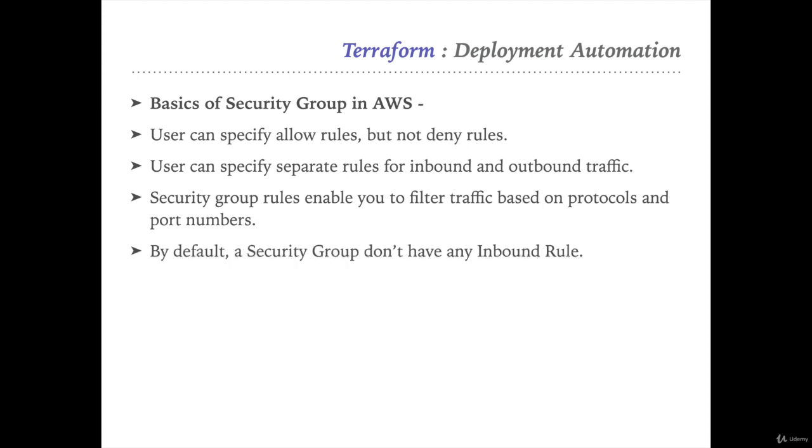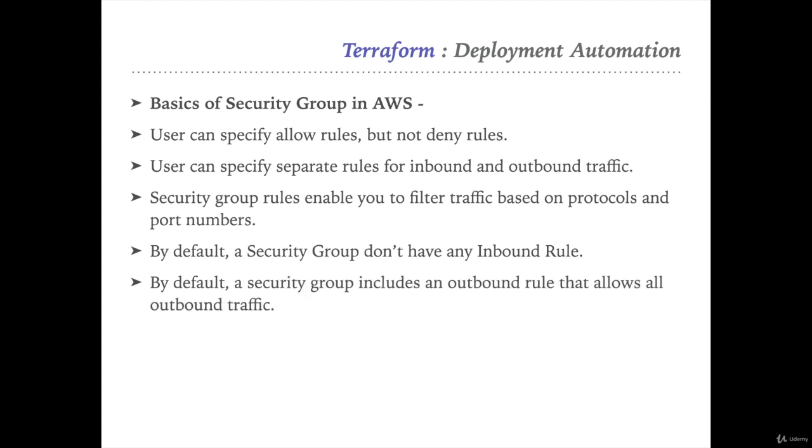By default, a security group doesn't have any inbound rule. We need to associate the inbound rule with the security group. The default security group doesn't have any inbound rule, so if you remember, in AWS we were opening the traffic from the Terraform machines to the AWS machines using the security group inbound rules. By default, a security group includes an outbound rule that allows all outbound traffic. It means access to the internet by default for all the machines.